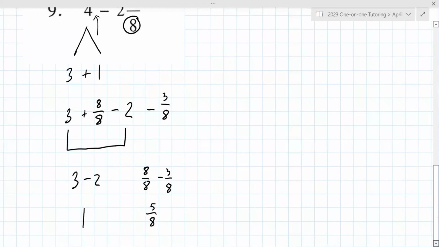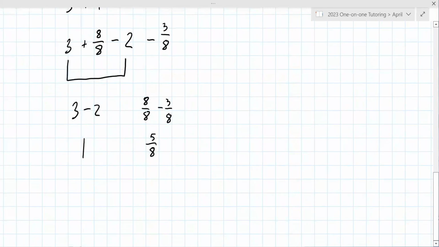And then would you subtract 2 from 3? These are added. Well, okay. So 5/8. What? 1 plus 5/8. That'd be 1 and 5/8. Yes.